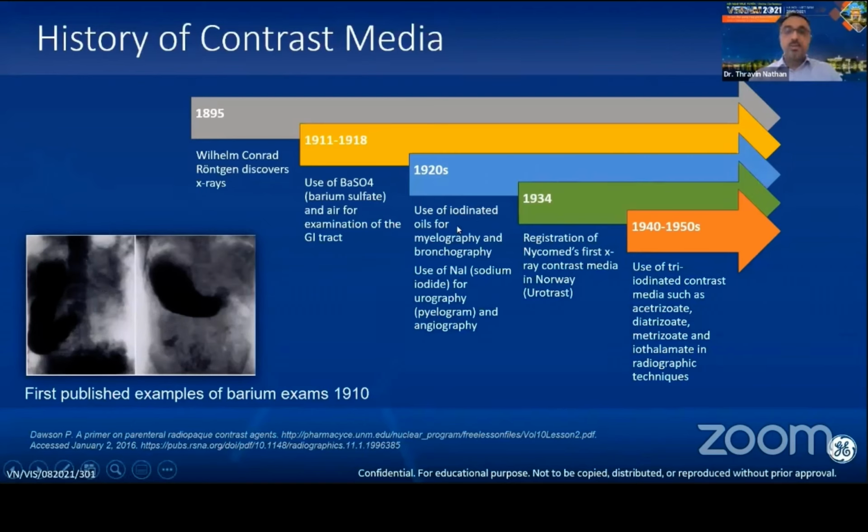It went on to be used in myelography, bronchography, and eventually in pyelograms and angiography. So this essentially was the beginning of how iodinated contrast media came to be used. And we've traveled a long way since then. I will actually go through some of those differences that have evolved over the years in my next few slides.